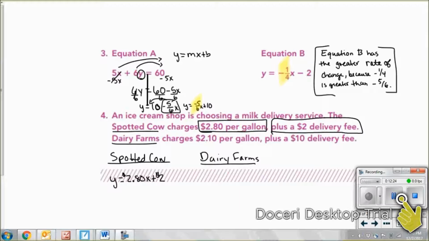Okay, so if we did this correctly, we should have seen that it was $2.10 per gallon. So that's Y equals $2.10 per gallon of X, plus, and then they add on $10 delivery fee. So their delivery fee is $10. Now again, all we care about is the rate of change. So all that matters for us is $2.80 and $2.10. Now we've practiced this a couple times. I want you to write your sentence saying which has the greater rate of change. So I'm going to give you a second to write your sentence. Go ahead and start.